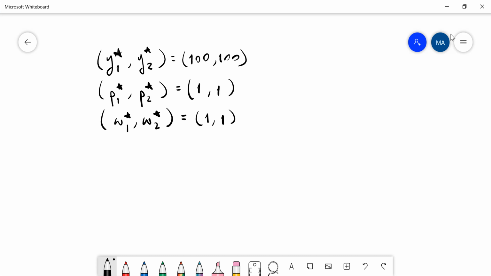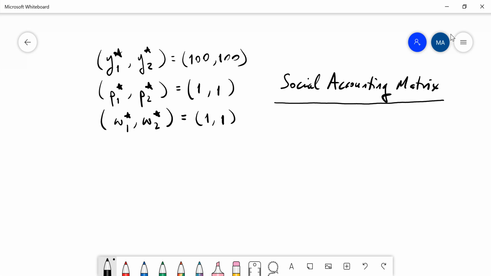Okay, now what we want to discuss now is the social accounting matrix. So basically, we want to keep track of all the incomes and expenditures in the economy. In the next weeks, we're going to use this concept in a more central way when we discuss our models. But let me show you this.